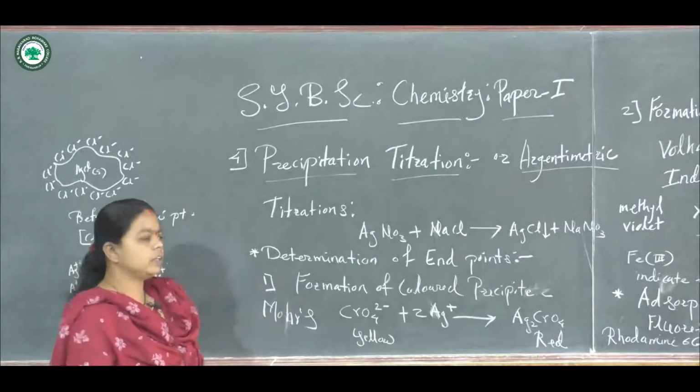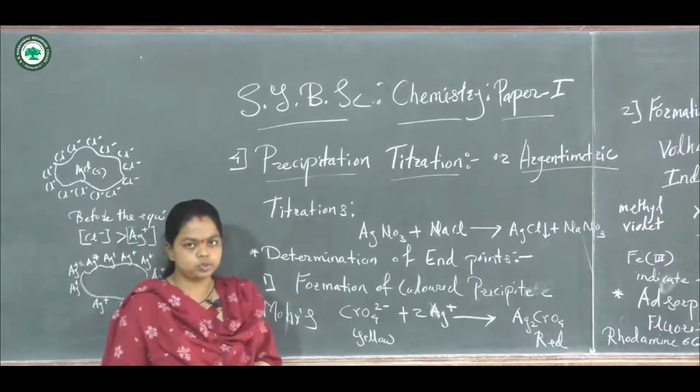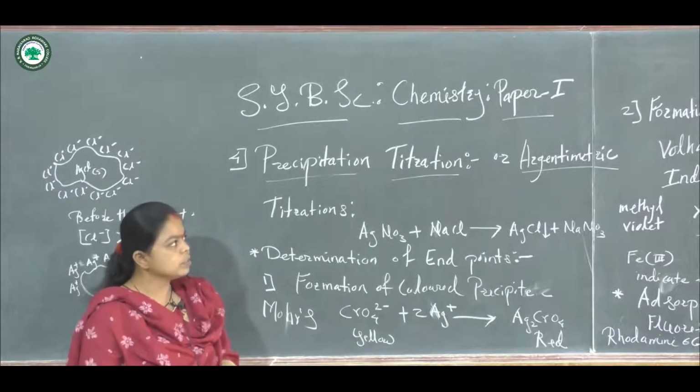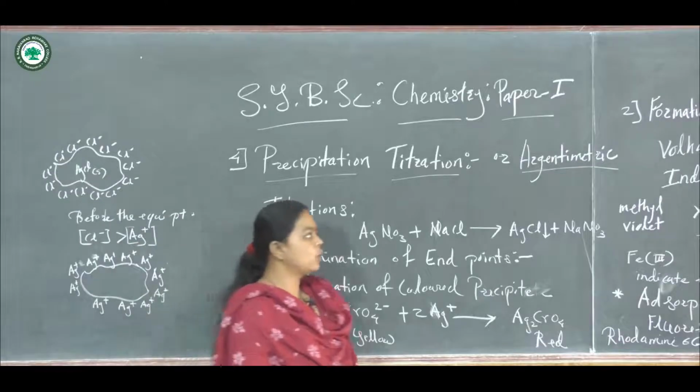In the second method, we form a colored solution at the end point. That is, a colored solution is obtained. This is called Volhard's method.